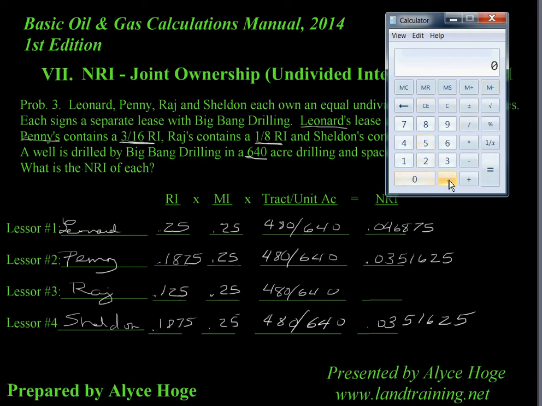He didn't do a very good job negotiating his lease, so he only got a 1/8 royalty times he owns 1/4 interest, so 0.25, times his 480 in the tract divided by 640, and his interest is going to be a 0.0234375.